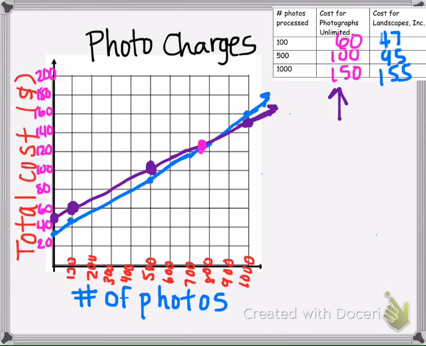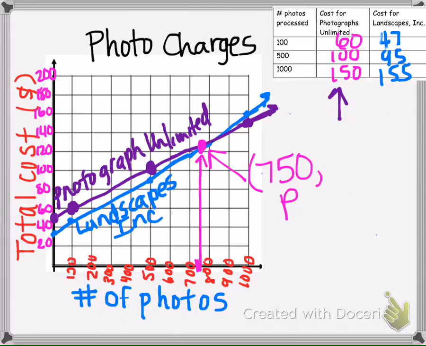So if we go back to our graph, we know that the number of photos right here is 750. So we would say that Landscape Incorporated costs less if you order less than 750 photos.